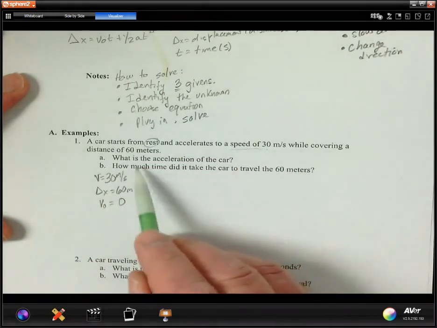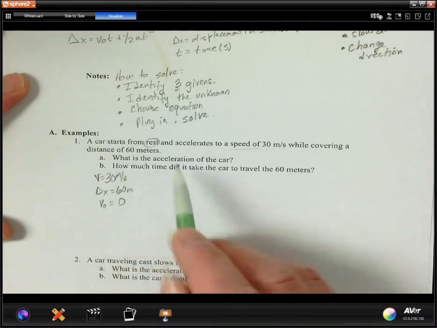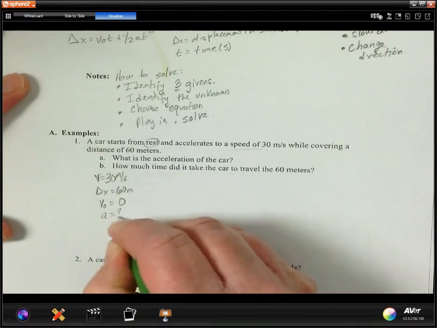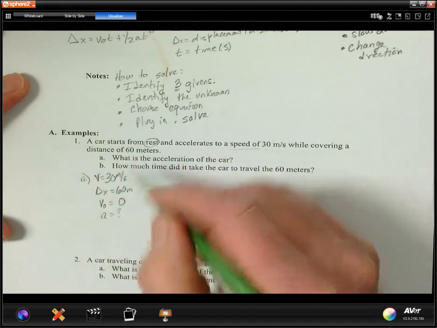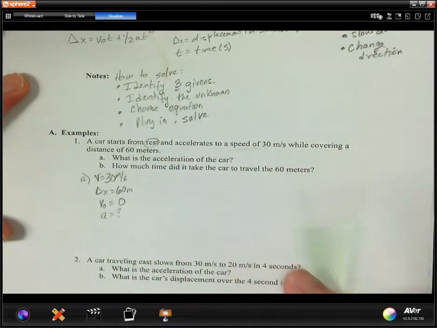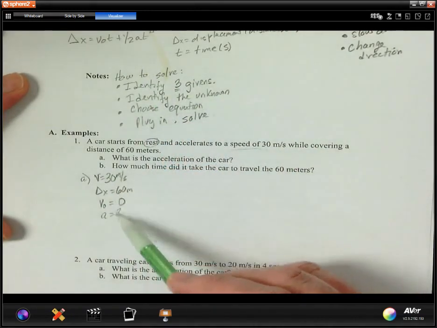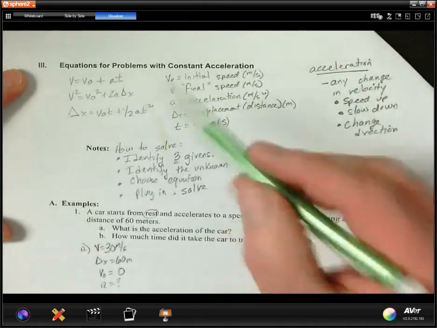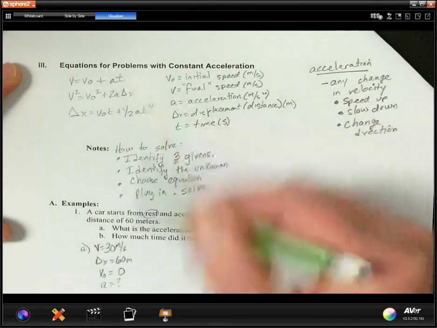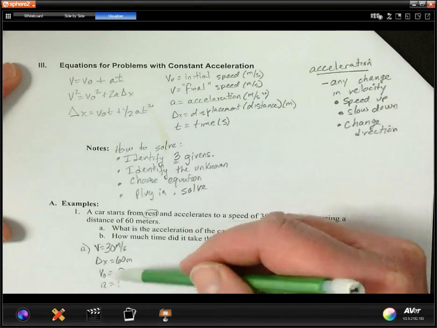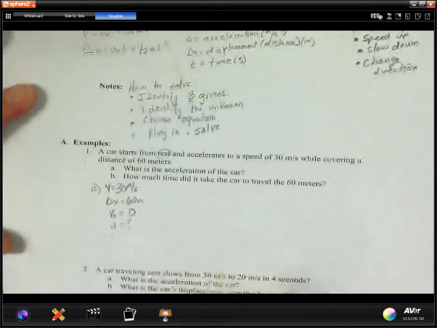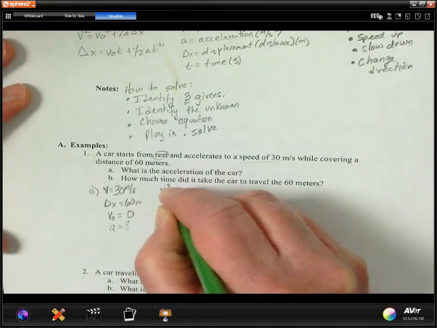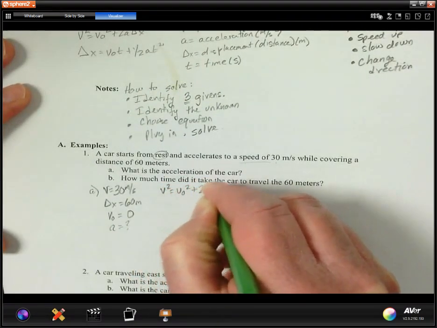And then I have to find my unknown. And my unknown, this says what is the acceleration? So I'm looking for a. All right. So now, and this is part A of the problem. Now I'm going to plug in to one of the equations. And I have to have the one that has v, delta x, v0, and a in it. So if I look at this first equation, that's not going to work because it has t, and t isn't in my list. The second one will work because I have all of those variables. So I write the equation down. And then I plug in.